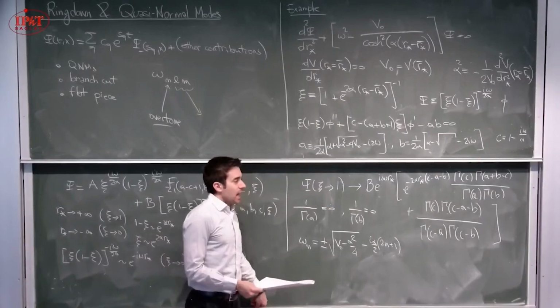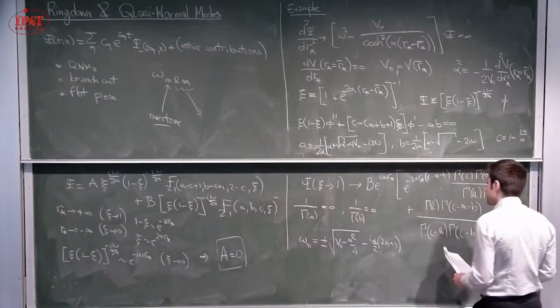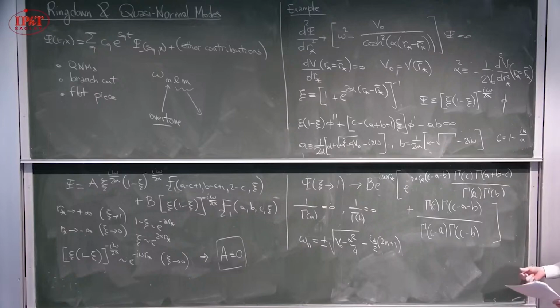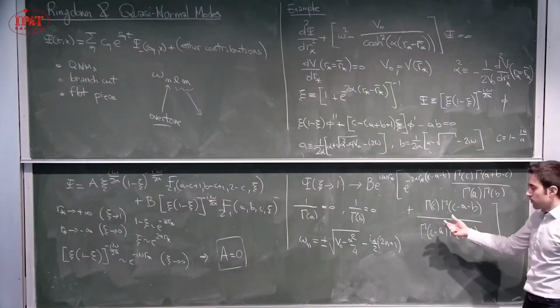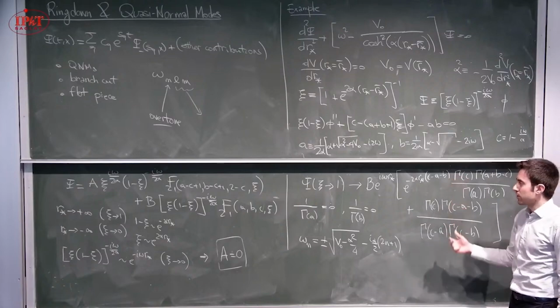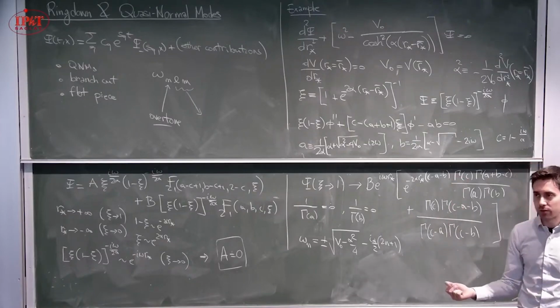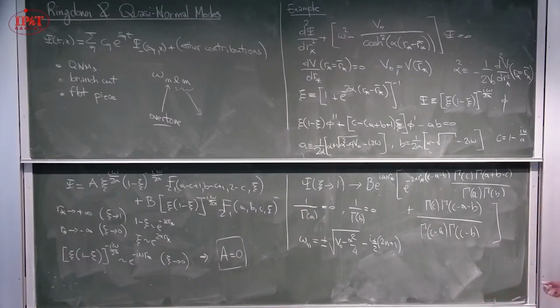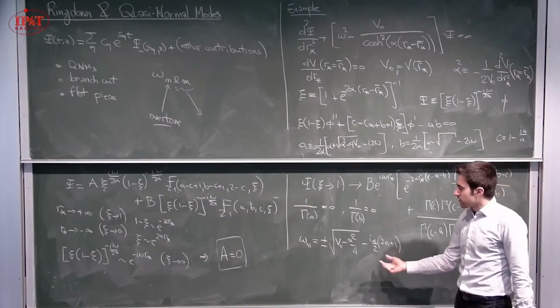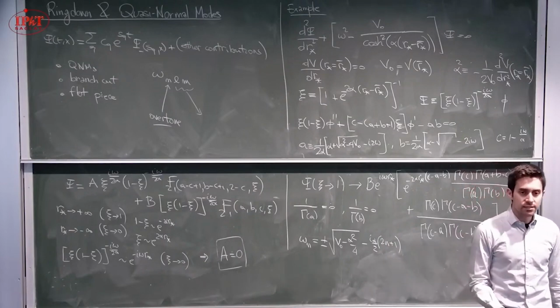Anyway, the actual values are not super important. The reason why I wrote it is just to show you what the logic is in practice. If you have a certain potential, that's the logic: you impose the outgoing boundary condition on both ends, and then you find the values of the frequency for which this works. That's all there is.